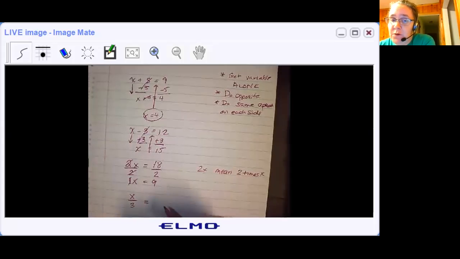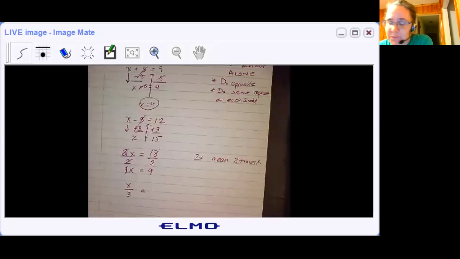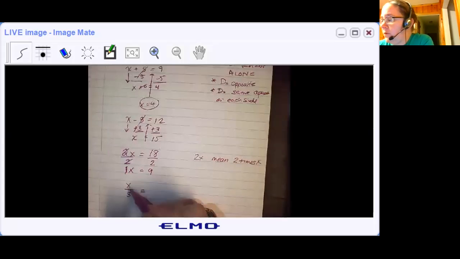You could be like Mr. Barber always says, fractions need friends too. Don't always listen to Mr. Barber. But anyway, so I have x over 3 equals, we'll pick 9 just because, okay?